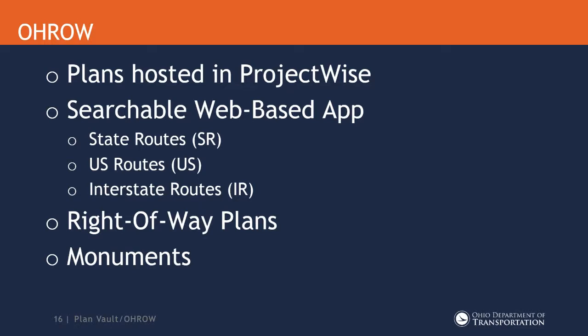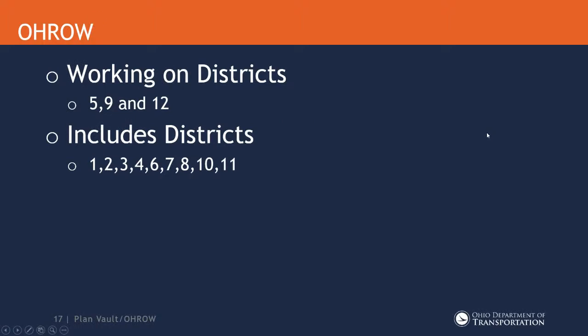But it also has monuments. So the point data on the ORO app is actually monuments, and then the linear features are the right-of-way plans themselves. Currently, we're working on importing districts 5, 9, and 12, but the right-of-way does have a lot more districts in our Plan Vault, since a lot of that cleanup is not present at the time. But we have a few districts until we finally have all the right-of-way plans imported into ORO.